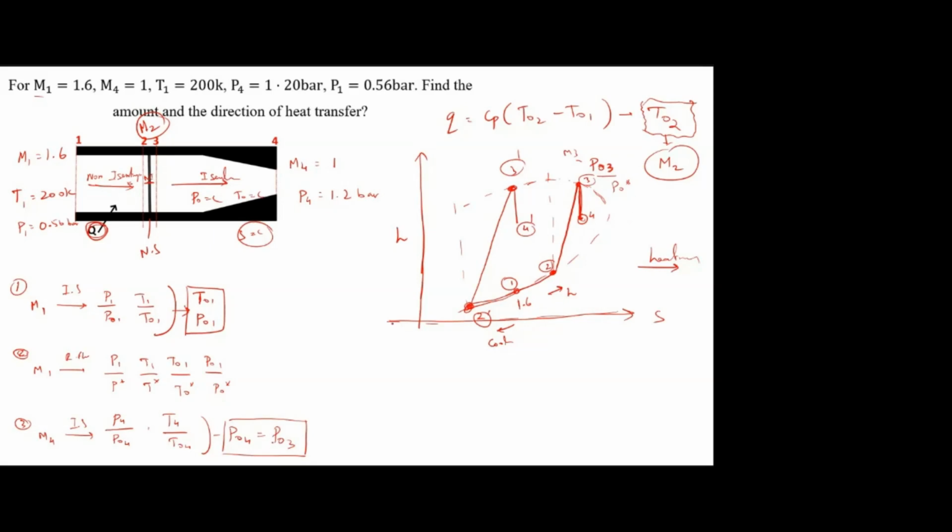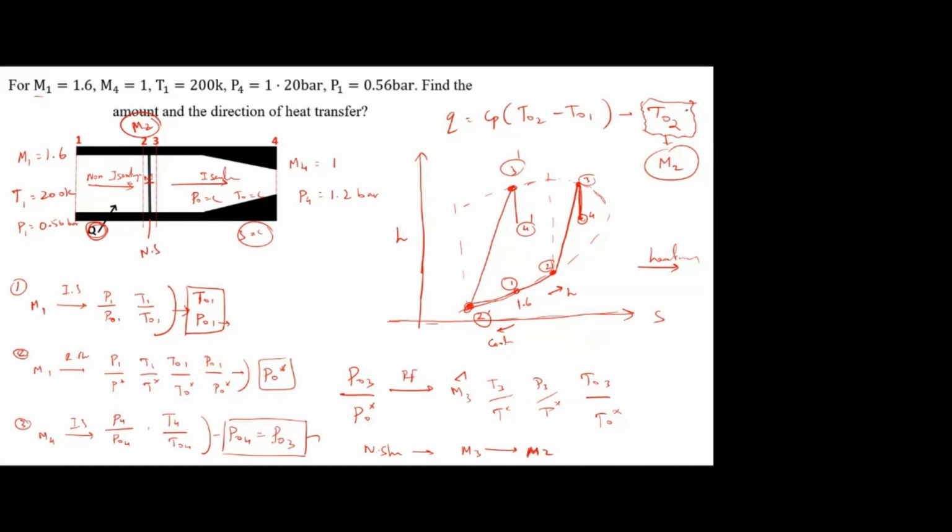Yes, sir. See, P03 is known, P01 is known. If you substitute here, you can get P0 star. Once you know P03 and P0 star, you can go to the Rayleigh flow table. You can find M3 and other properties: T3 by T star, P3 by P star, T03 by T0 star. Everything you can find. So once I know this ratio and find M3, how do I find M2? If you find M3, we can go to the normal shock table. Very good. If you know M3, you can find the corresponding M2.